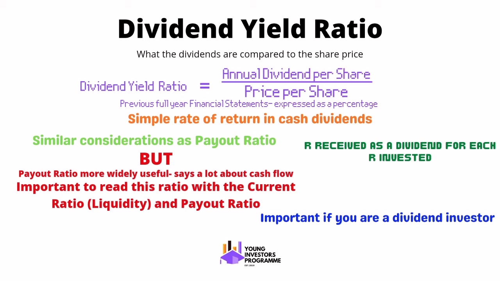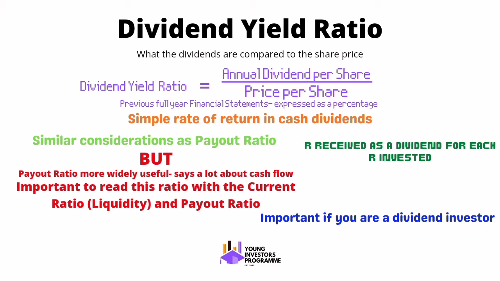It would have similar considerations to the payout ratio that we discussed previously, but the payout ratio is more widely useful because it says a bit more about cash flow. And it's important to read this ratio in particular with the current ratio, which refers to the liquidity, as well as the payout ratio. So it's important to get context when you're reading into this ratio.